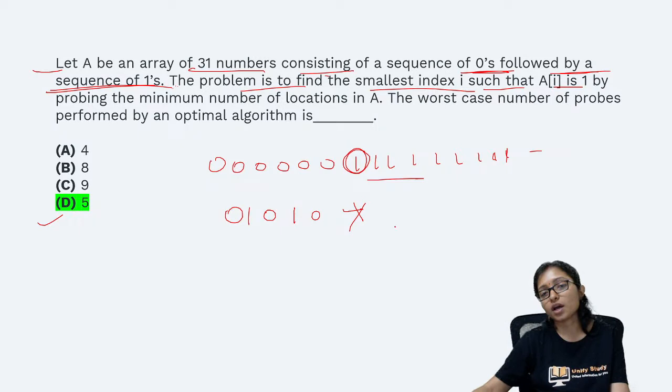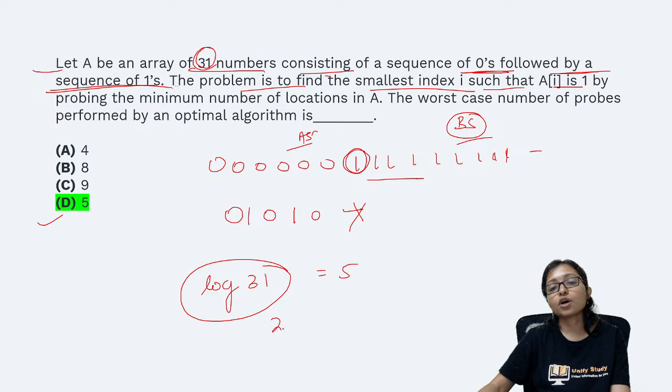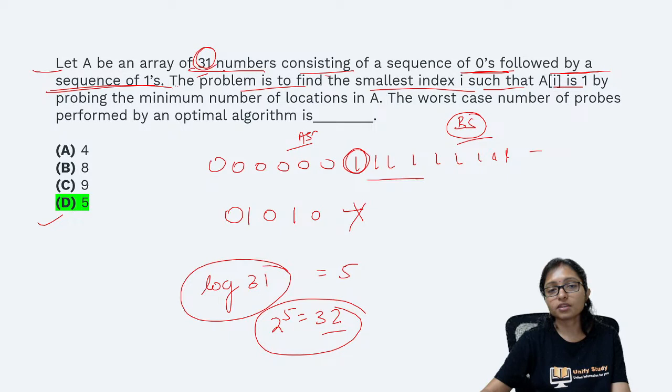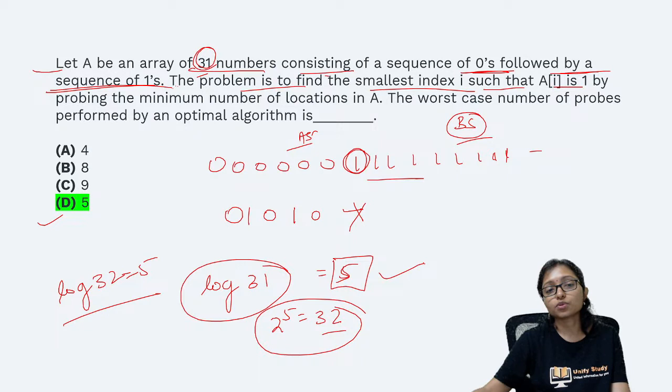So it is ultimately an ascending order sorted array. Which searching algorithm can I apply here? I can apply binary search. And how many elements are there? 31 elements are there. So I will do log 31. Log 31 is near about the value 5, because 2 to the power 5 is 32. Here it is given 31, so nearby value I will take, that is 5 only, because log 32 is 5, right? So that's why your answer will be 5. Is it clear? These are the types of questions they will ask you.